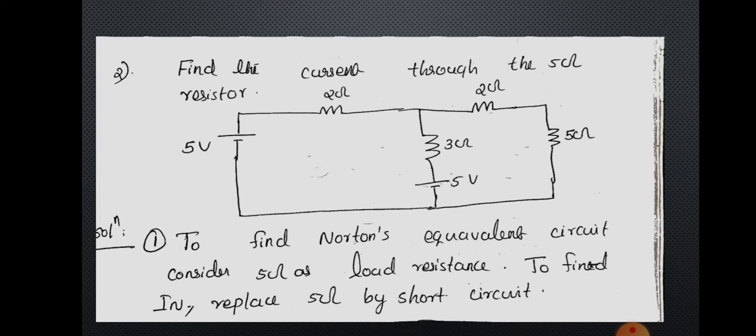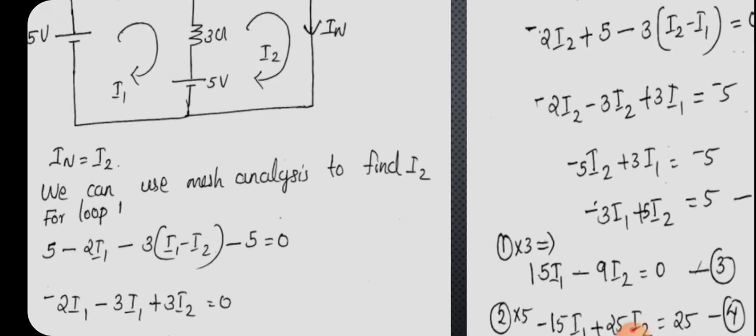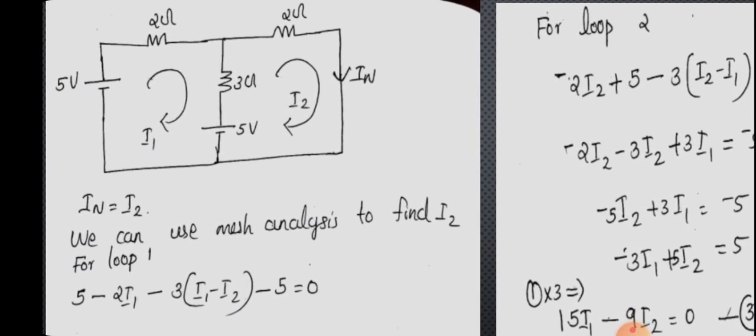So first of all we have to replace the 5 ohm resistance with a short circuit. The 5 ohm resistance can be considered as the load resistance, and to find IN we have to replace it by a short circuit. So IN will be the current through that short circuit. So we can redraw the circuit diagram like this. Here the 5 ohm is replaced with a short circuit, and the short circuit current is marked as IN.